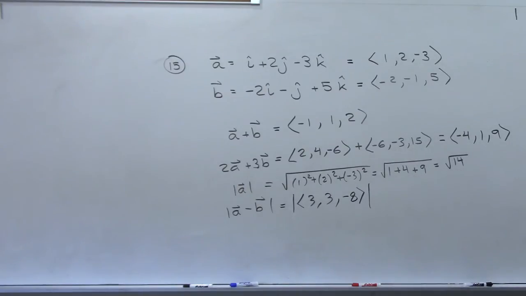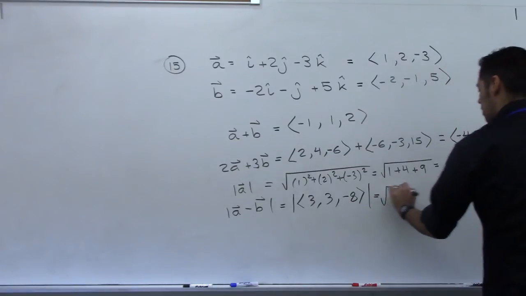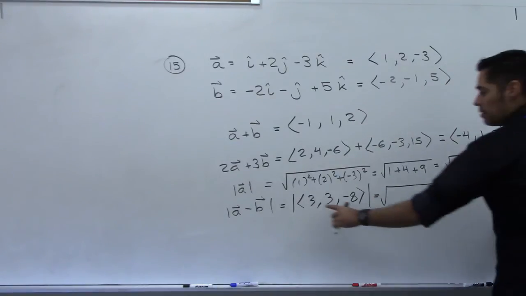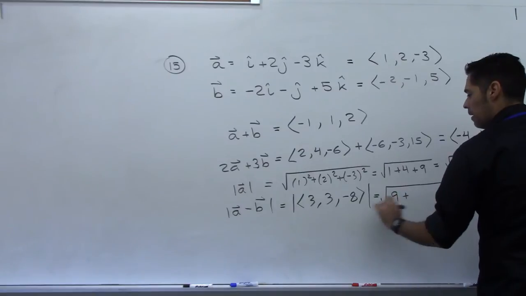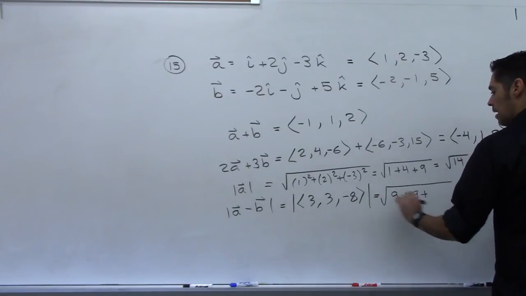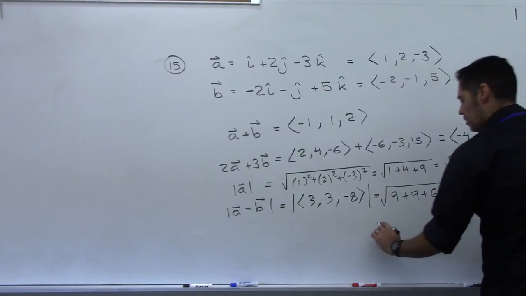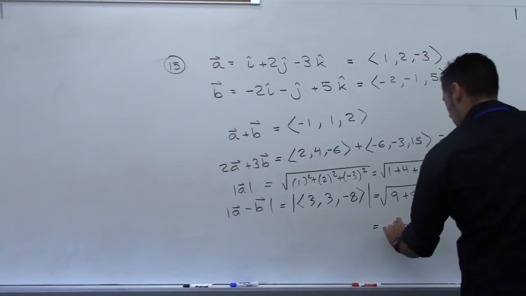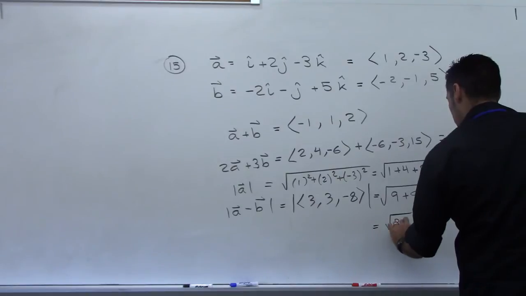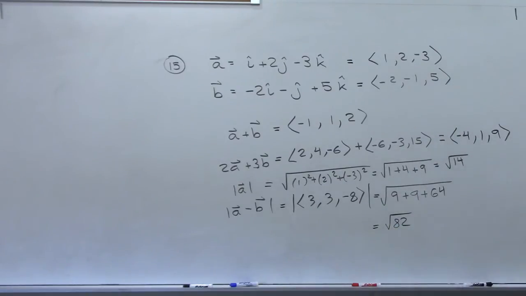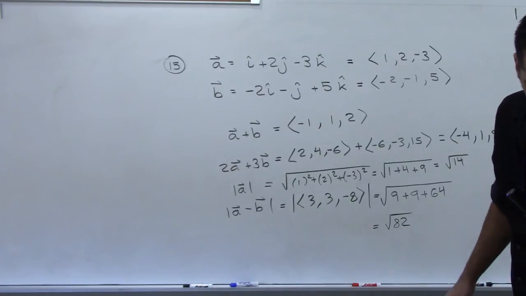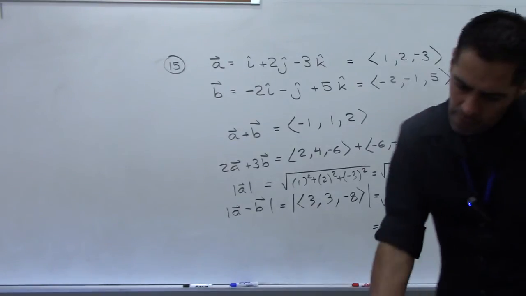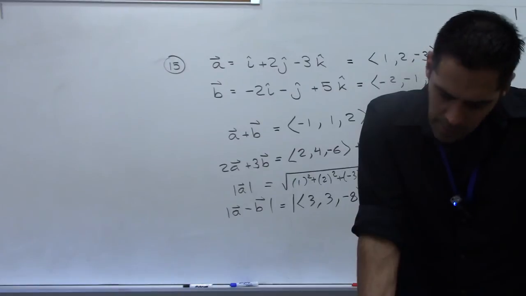Check this. Okay. Now, the magnitude is the square root of each of the components squared. So 3 squared is 9, 3 squared is 9, 8 squared is 64. So what do we have there? That's 82, root 82 is the length of that vector. All right. That's number 15.